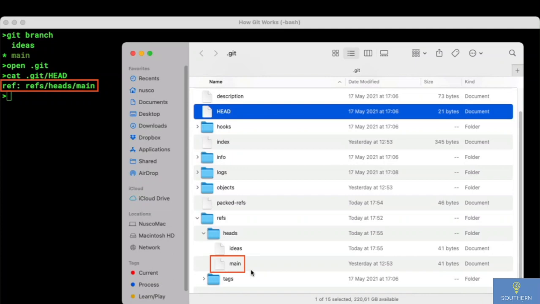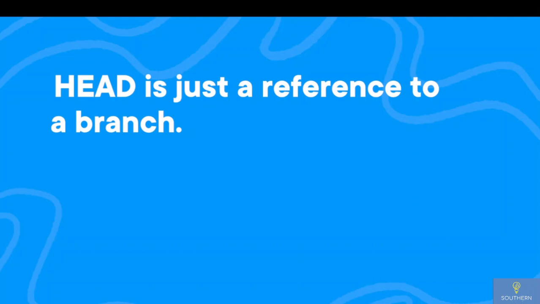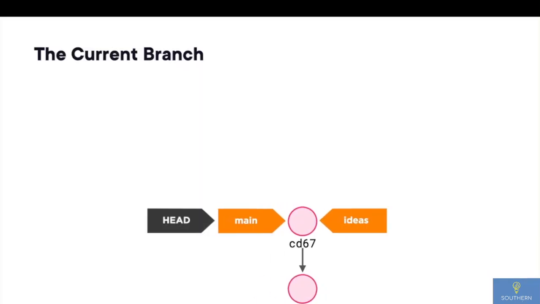There is only one HEAD, so there is only one current branch. That's what HEAD is, a reference to a branch, a pointer to a pointer, if you wish. Let's add it to the diagram and move on.